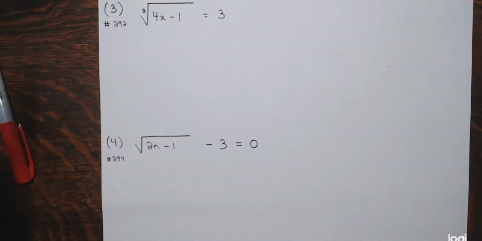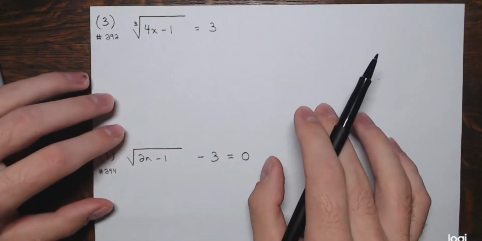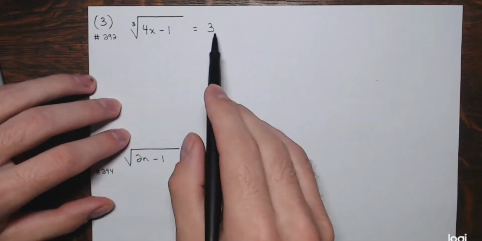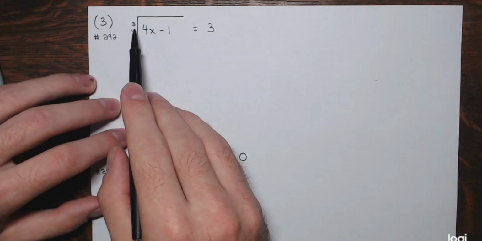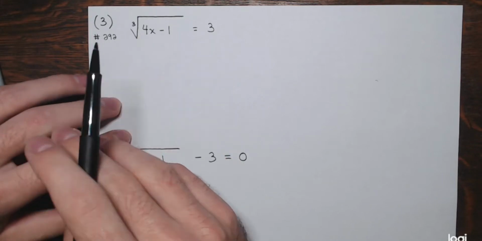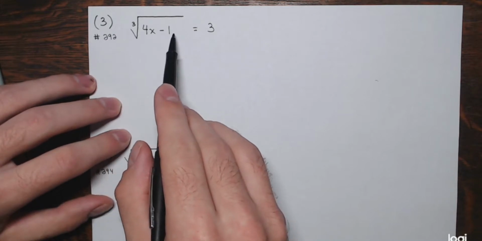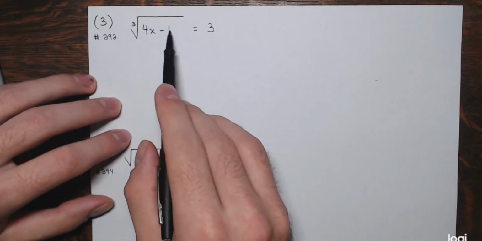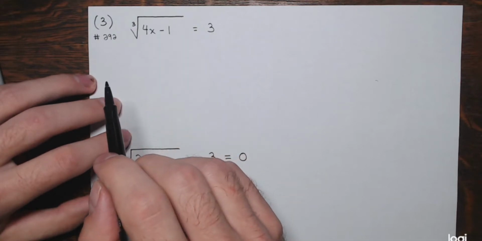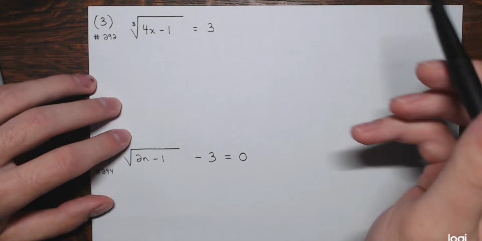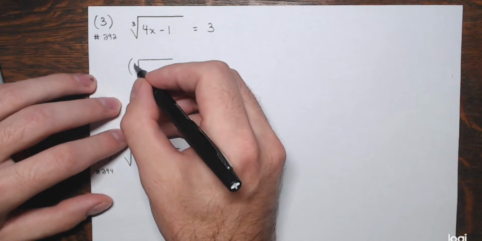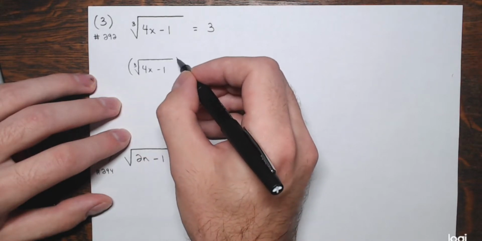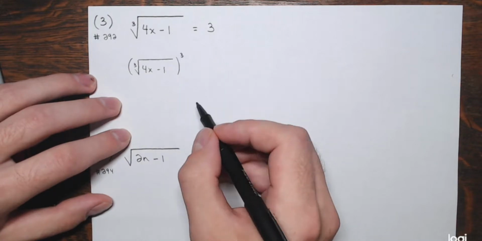This is example 3, corresponding to exercise 292 in the text. All right, so now I have a radical equation, but this time we have a cube root, an odd root. First step is isolate the radical. Well, already you can see this cube root is already by itself on the left side. So then I raise both sides to a power. Now this time, because it's the cube root, I'm going to raise both sides to the third power to undo that radical symbol.